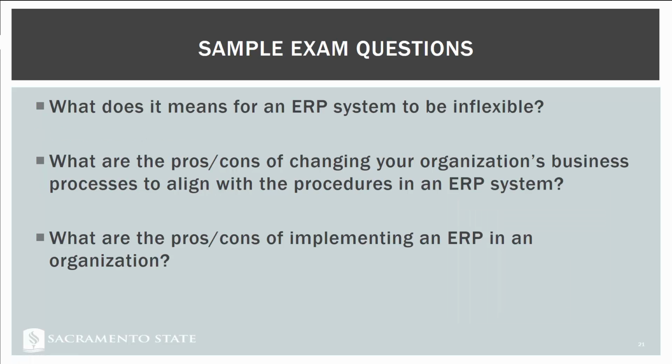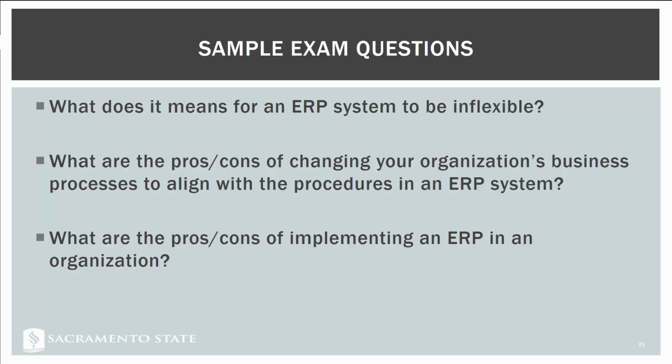All right, so here's some sample exam questions that hopefully you'll be able to answer by now. What does it mean for an ERP system to be inflexible? We talked about that in terms of business processes. What are some of the pros and cons of changing your organization's business processes to align with the procedures in an ERP system? Hopefully you'll understand the difference between customized and plain vanilla, and the pros and cons of doing that.